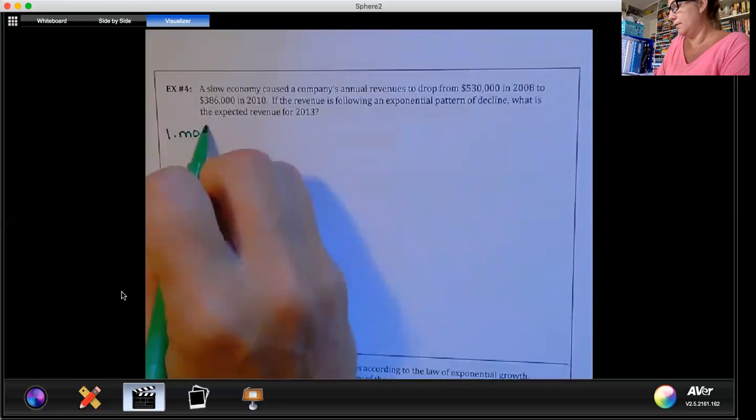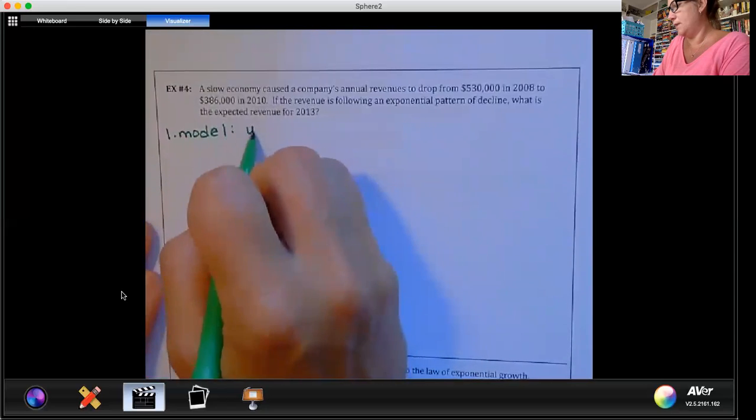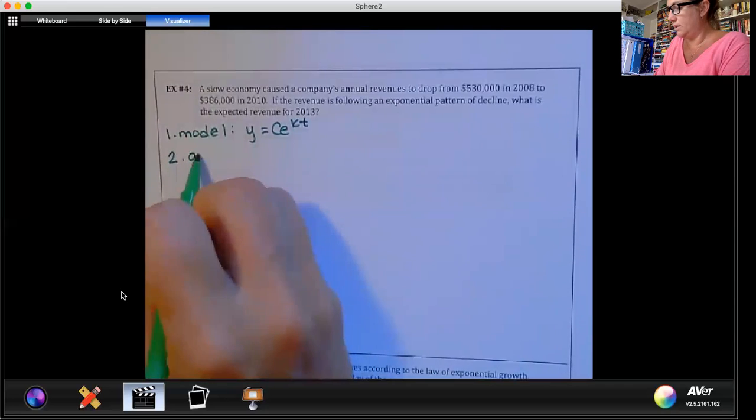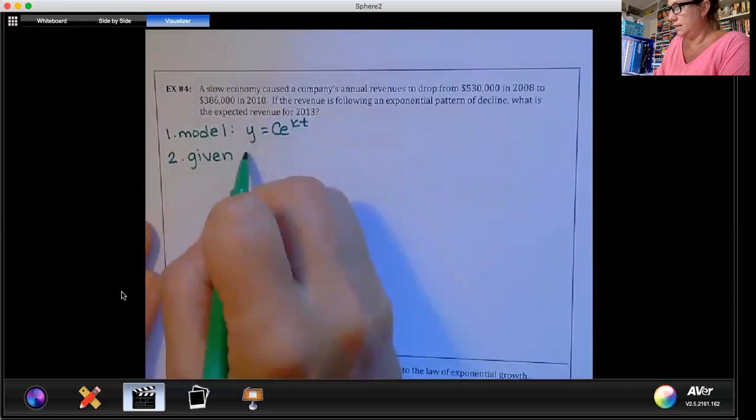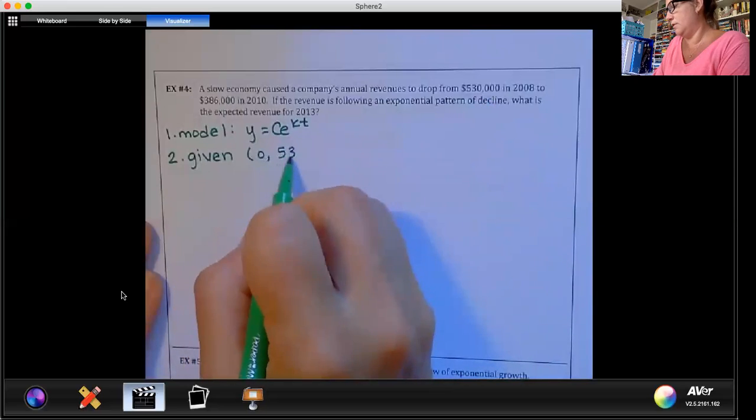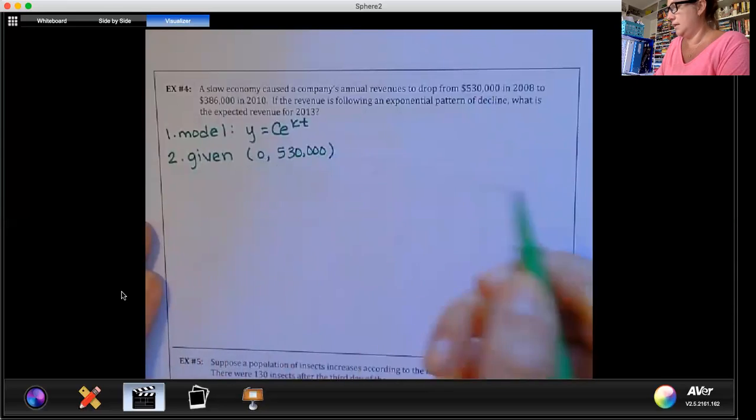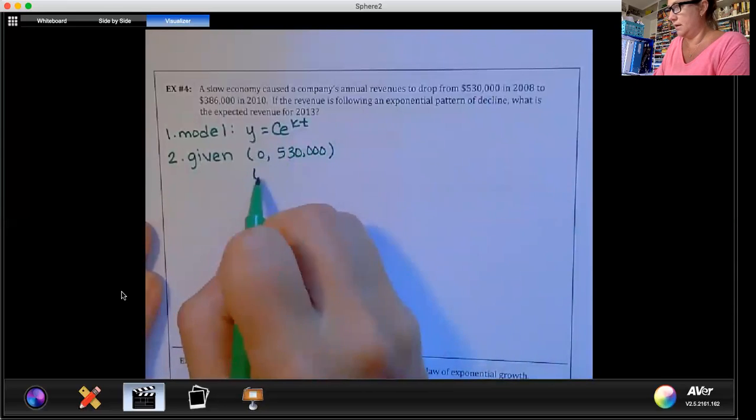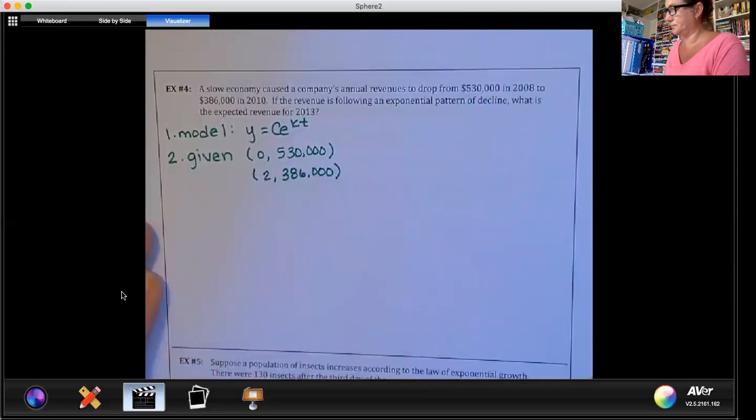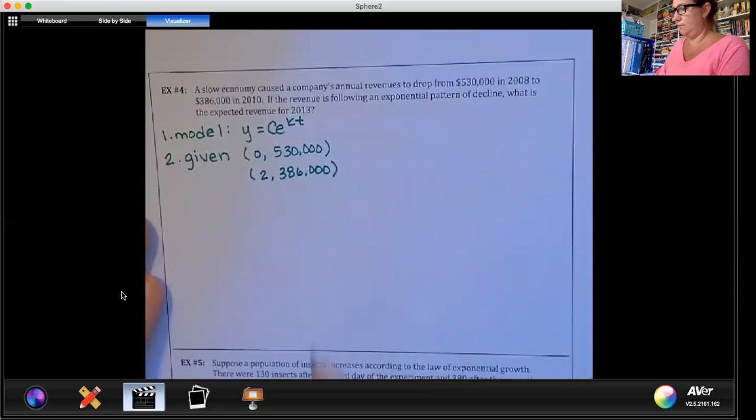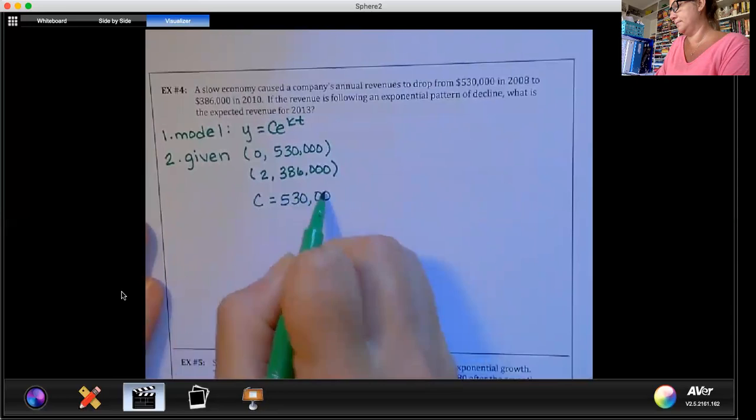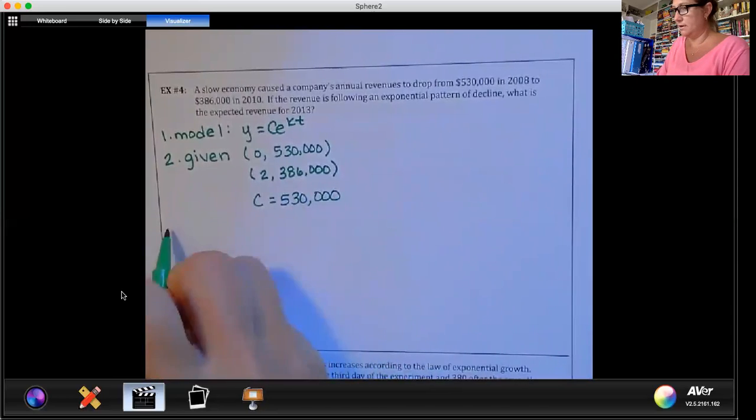So we know our model is y equals Ce to the kt. And in this problem, we are given that in year 0 when we started, we had 530,000. And then 2 years later, we dropped to 386,000. And we know C is our initial amount at 530,000. So next we're going to find k.